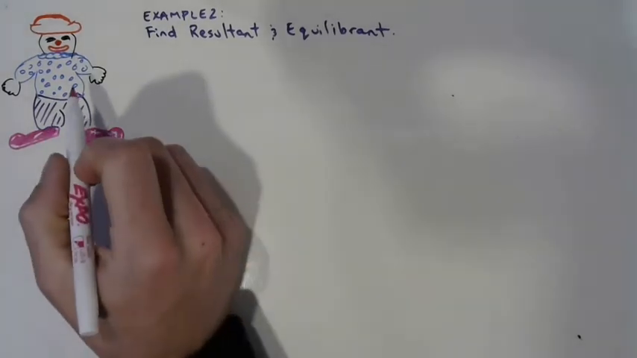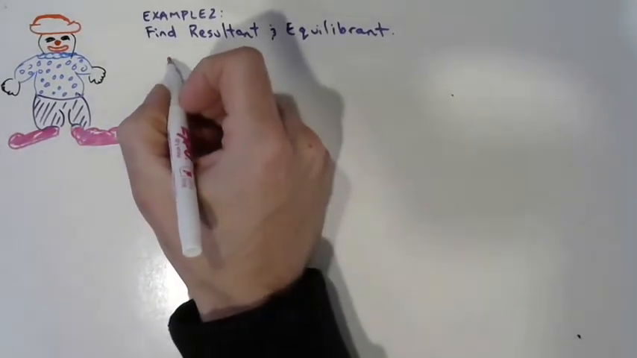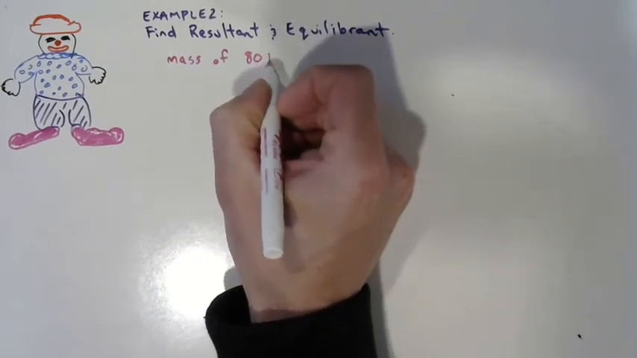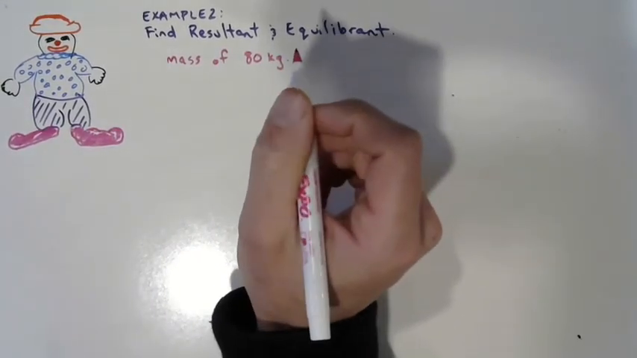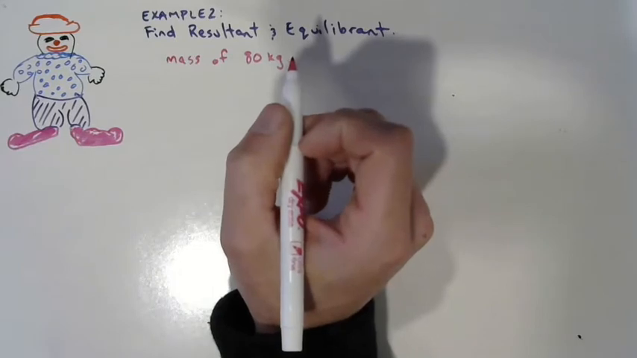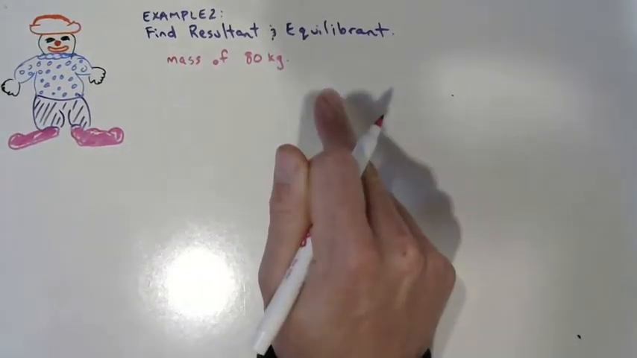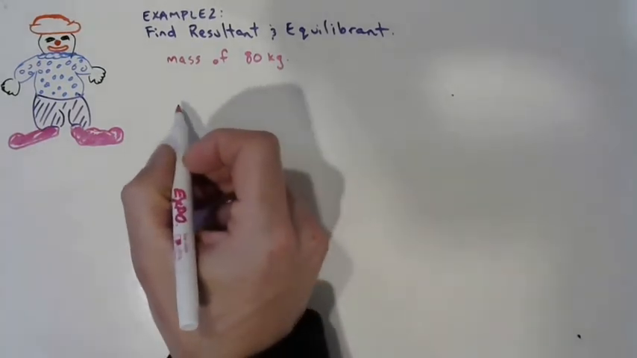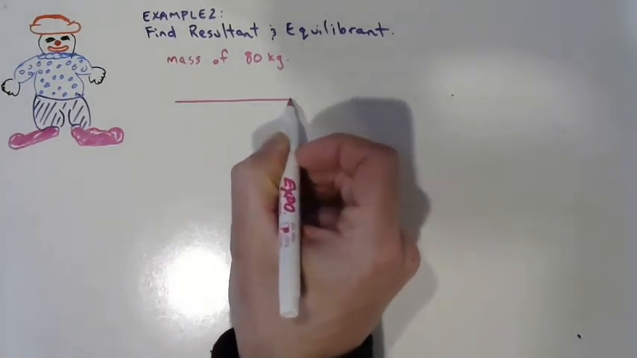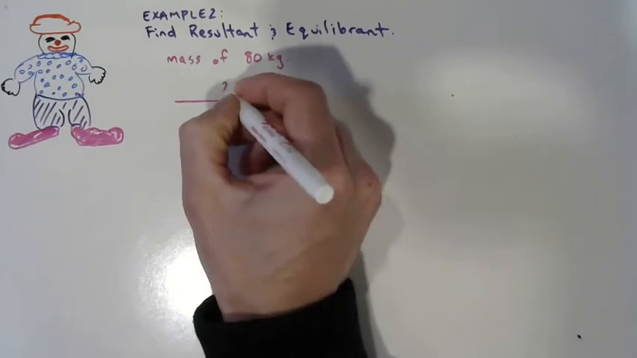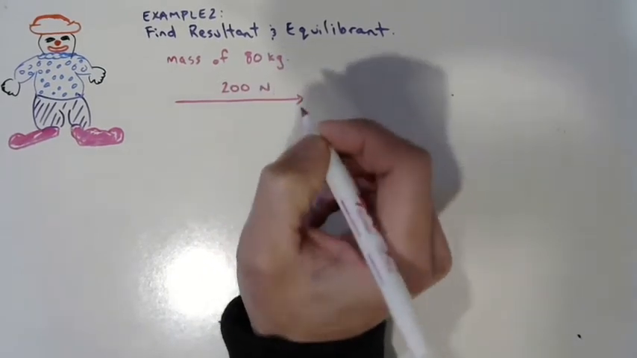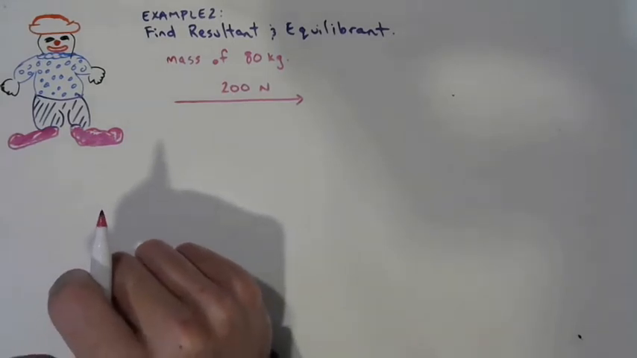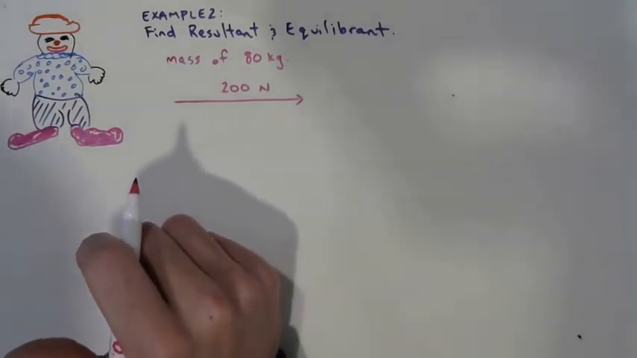So we have a clown here, the mass. I'm just going to jot down some of the important information. Mass of 80 kilograms. Shot out of a cannon with a horizontal force, so straight across, 200 newtons. I'm just going to start drawing a little diagram here. I'm going to call that horizontal, 200 newtons. The vertical force is the acceleration due to gravity.